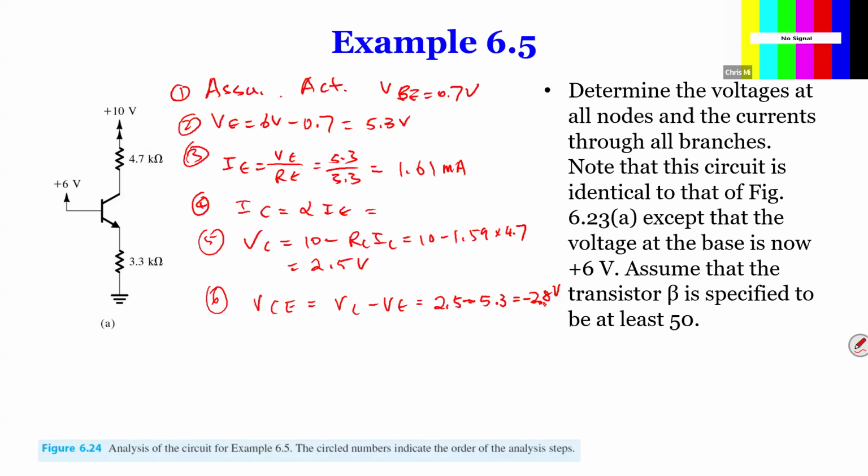You see what happens now? VCE becomes negative. We always said that's not going to happen. VC cannot be less than VE in any mode of operation. Look at the circuit, right? How can you get VC lower than VE? It's impossible. VC has to be larger than VE, which means our assumption is wrong. Yeah, we have to start looking at it in saturation mode.